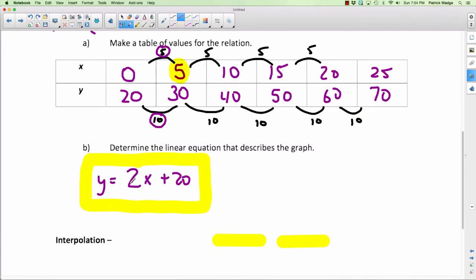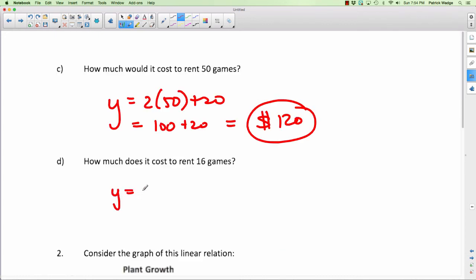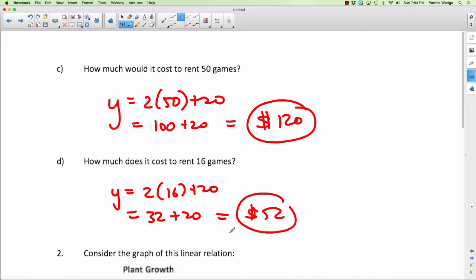Why don't we do that? Y equals 2 times 16 plus 20. 2 times 16 is 32. Add on the 20, you get $52. Is that what I estimated? I actually can't remember. Did I say 51, 52? I think I might have.